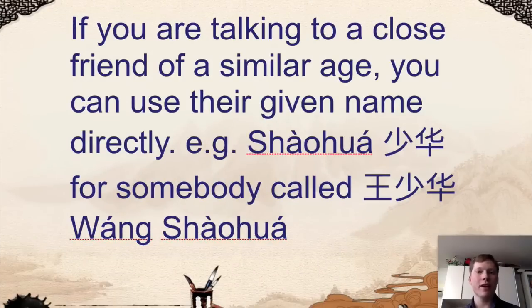However, if you're talking to somebody who's a similar age to you and you're on good terms or you're just friends with them, then you don't have to use any of these polite or formal ways to address people. You can just use their given name directly. For example, if somebody is called Wang Shaohua, you can just refer to them as Shaohua if you're a close friend.